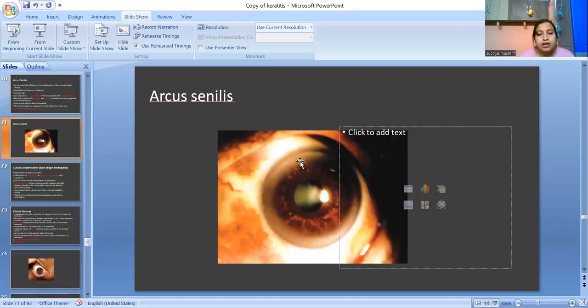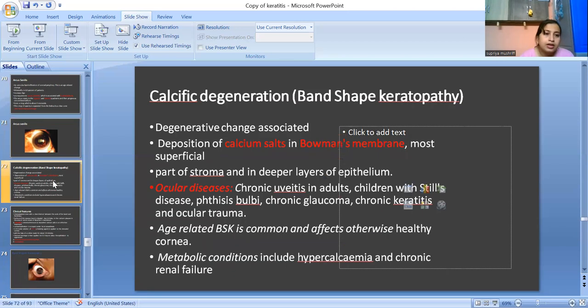Now, this is arcus senilis, where we can see a whitish degenerative area in the peripheral limbus. Calcific degeneration, or band keratopathy, consists of degenerative changes associated with deposition of calcium salts in Bowman's membrane, mostly the superficial part of the stroma, and the deep layers of the epithelium. Ocular diseases associated include chronic uveitis in adults, children with Still's disease, chronic glaucoma, chronic keratitis, and ocular trauma.